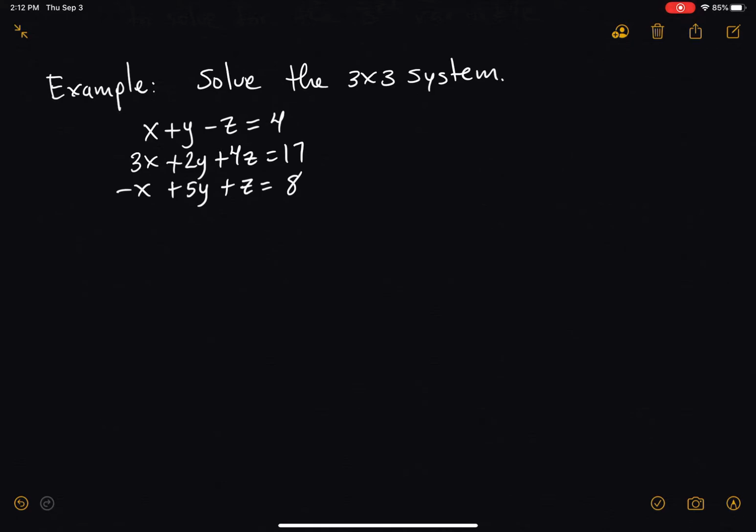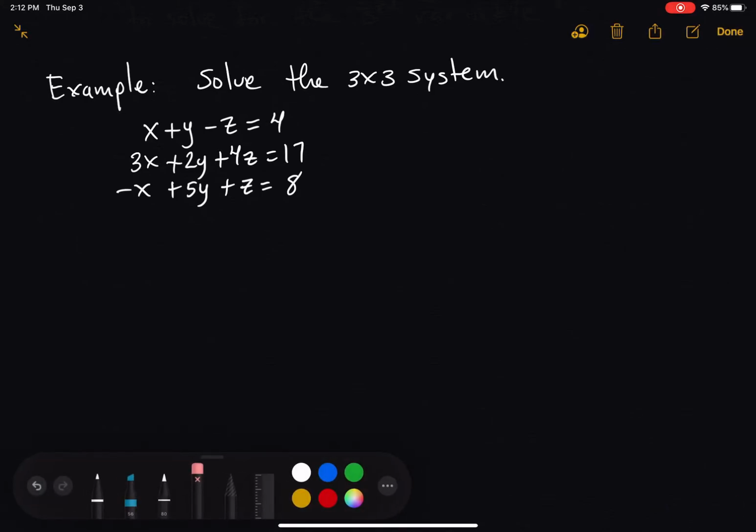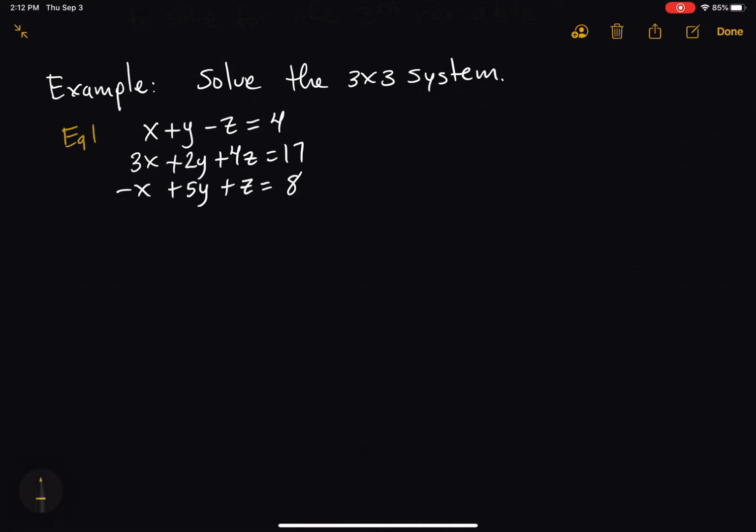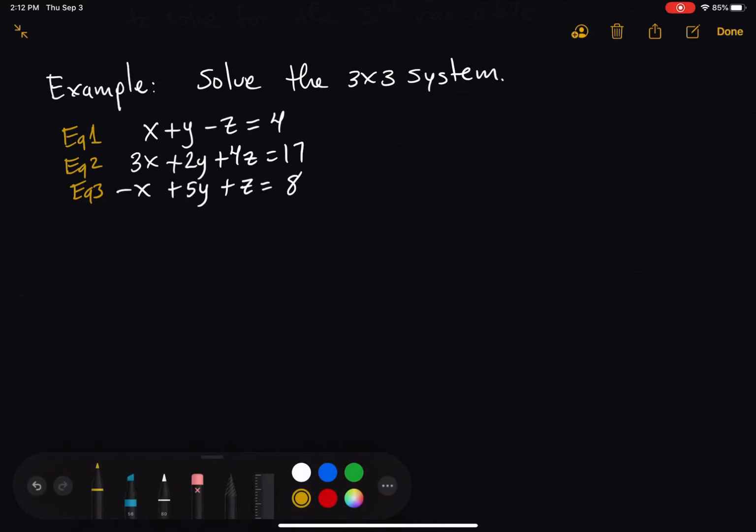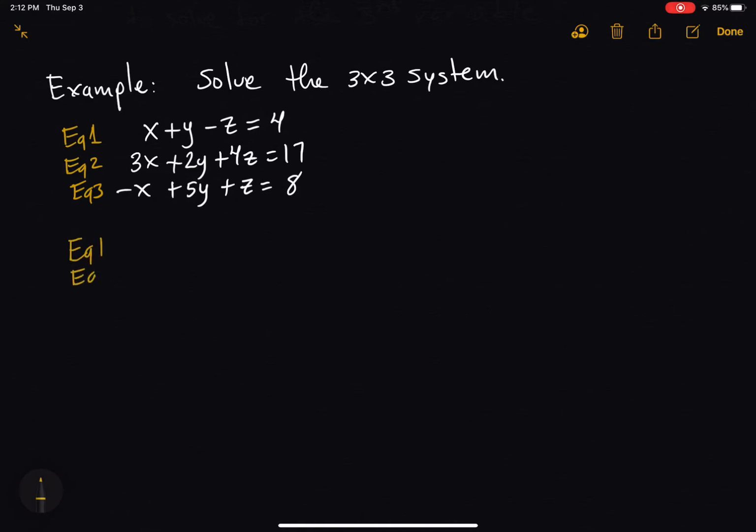So the first thing I would do to solve this problem is I would label these equations: equation 1, equation 2, and equation 3. That way I can list my steps and show all my work. So first thing we need to do is choose two equations and eliminate one variable. I decided I'm going to use equation 1 and equation 2, and I'm going to try to eliminate the y.